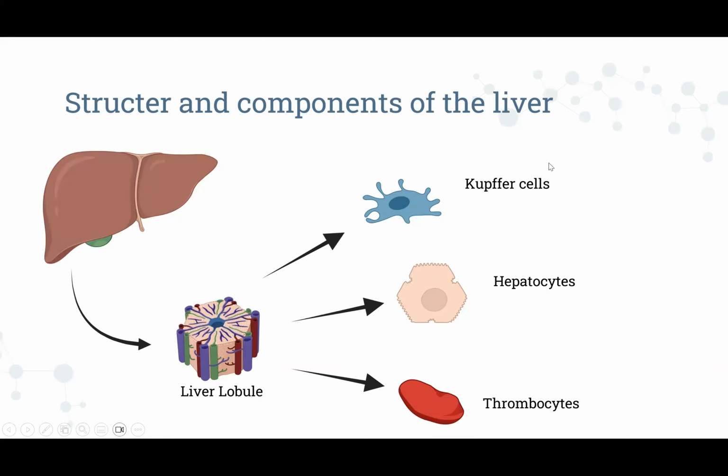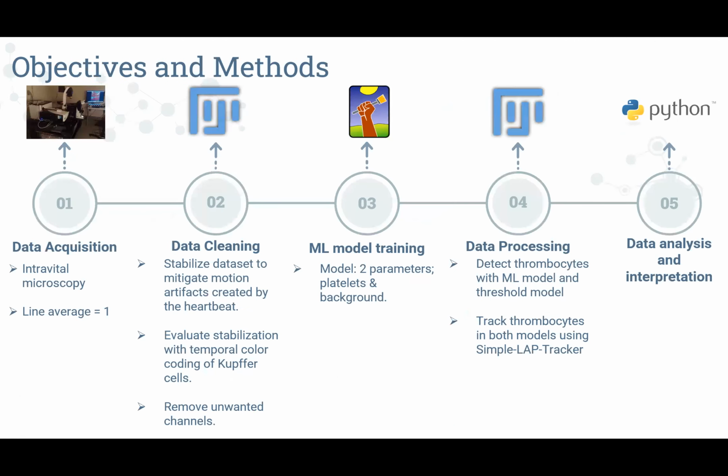So first we have to quickly discuss the structure of the liver. The liver is made up of liver lobules, which themselves are made up of hepatocytes. Kupffer cells are the major filters, and they will be ingesting any foreign compounds and pathogens. Thrombocytes are commonly known as platelets, which are involved in immunothrombosis and blood clotting.